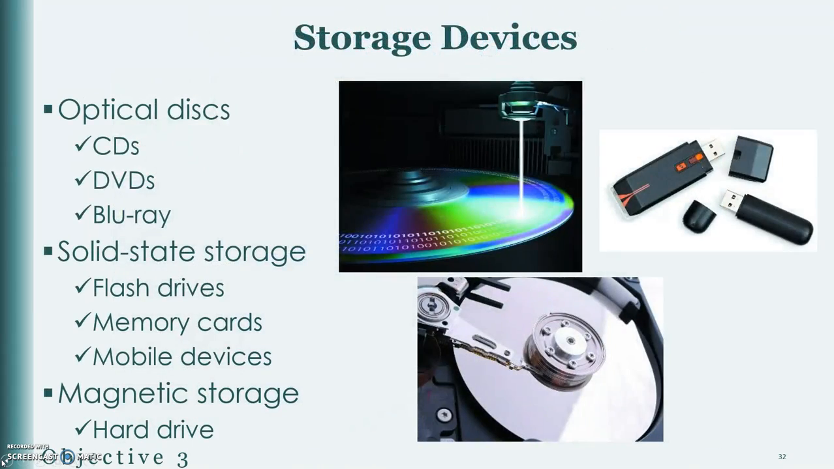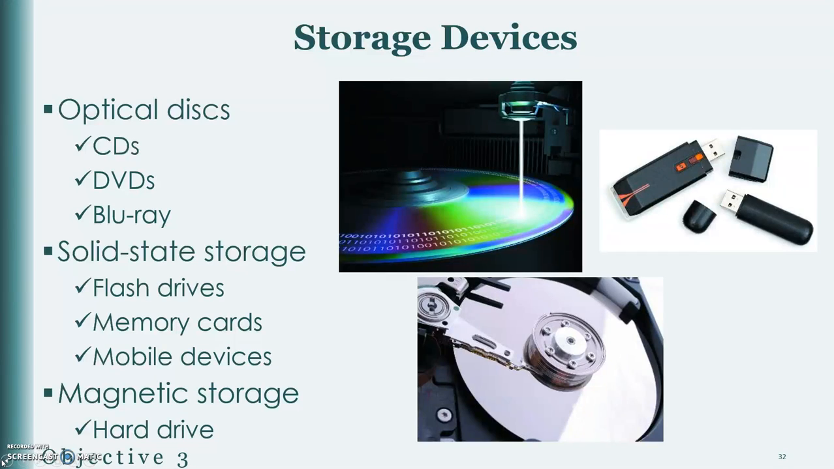Okay, so let's look at different storage devices. There's 3 different categories of storage devices, at least that we're going to discuss today. We have optical storage, and optical disk storage pertains to CDs, DVDs, Blu-ray discs. Data is stored using a laser, and data is also read with an optical disk drive. So this is where you put the disk in on your computer. That's your optical disk drive.